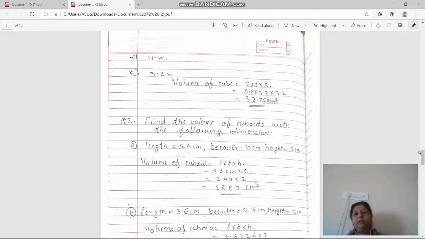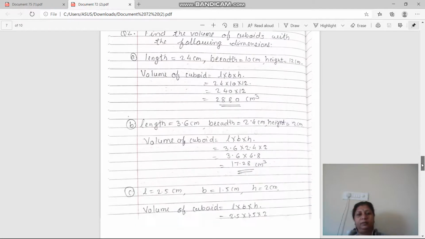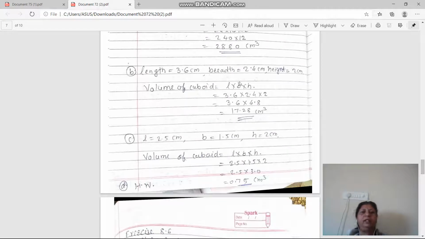Same formula for the second one. Length into breadth into height, that is 3.6 multiplied by 2.4 multiplied by 2. We get here 3.6 multiplied by 4.8, that is 17.28 cubic centimeter. Now use the same formula and give the decimals properly.